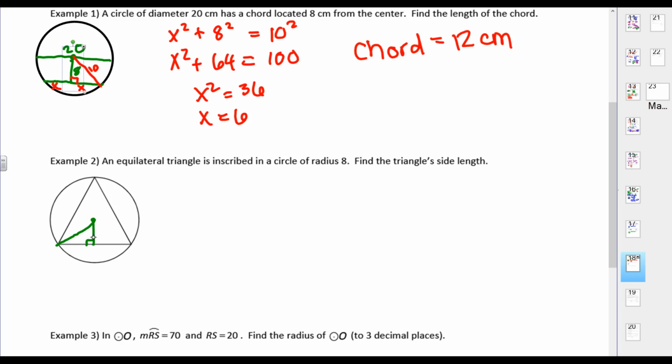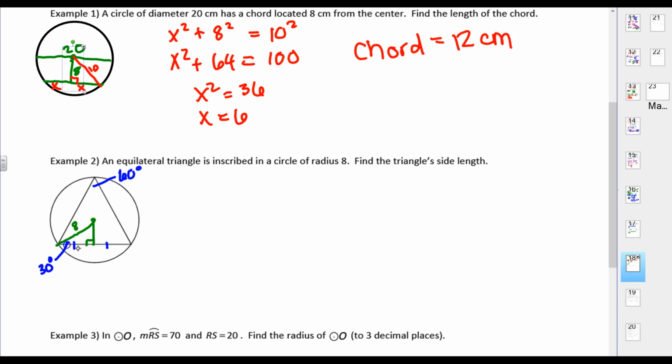Well, my radius is 8. We know, because we know a lot about equilateral triangles, that each of these vertices is 60 degrees, which means this little sliver right here would be 30 degrees. This is 90. So you inadvertently create a 30, 60, 90 triangle when you draw in a radius and a perpendicular bisector. So as I'm doing this, I've made these equal.